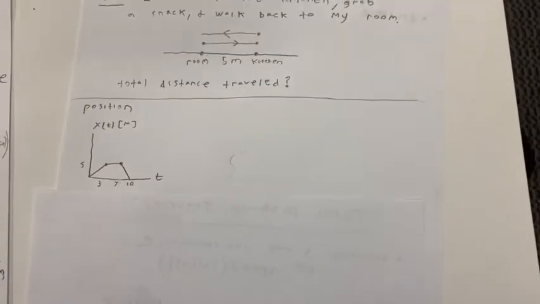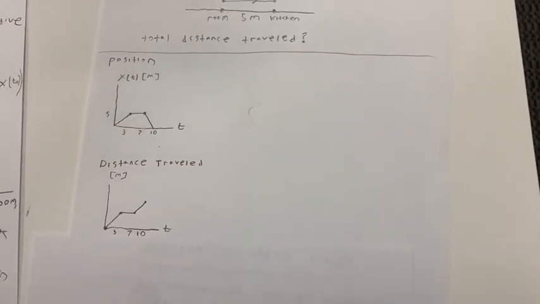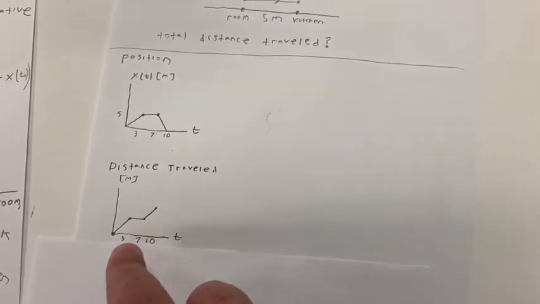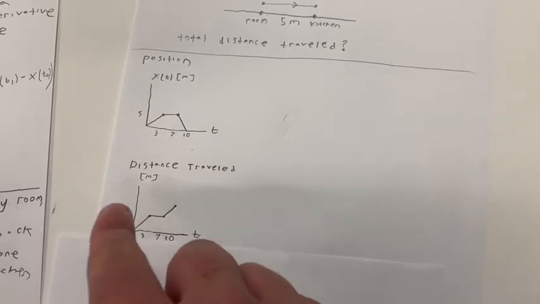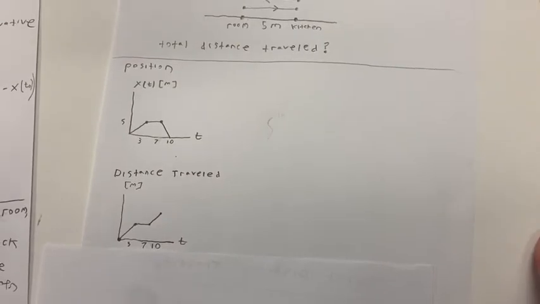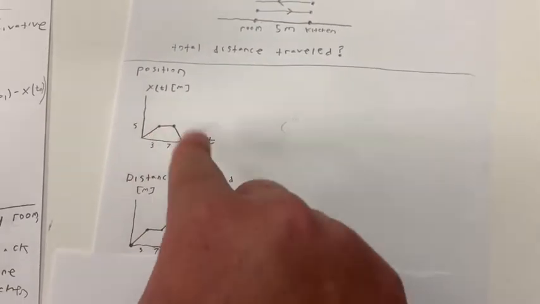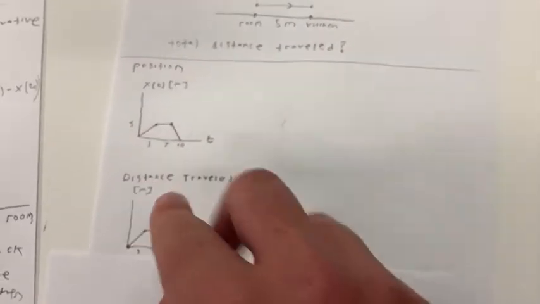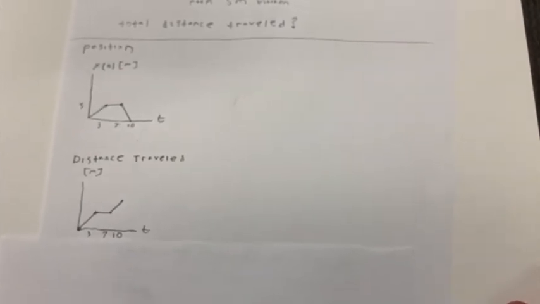So now let's look at how this would look in the distance traveled graph. We are moving 5 meters in 3 seconds to go to the kitchen. We are taking a break, and then we are walking back to my room. While position shows this walking back to my room as being negative, distance traveled is just continuing to add that as more meters traveled, and that is the difference with distance traveled and position.